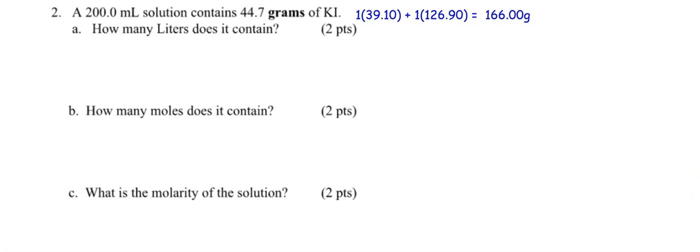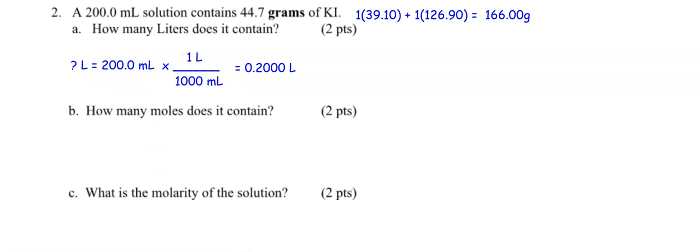Well, letter A says how many liters does it contain? All right, so let's do this. How many liters are in 200.0 milliliters? What goes on the bottom, everyone? 1,000 milliliters equals 1 liter. So my milliliters cancels out. So what's 200 divided by 1,000? I get 0.2000 liters. Why so many zeros? Because I have 4 sig figs right here.